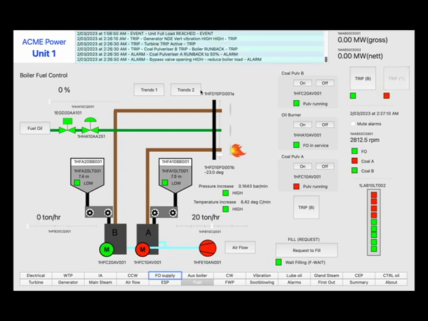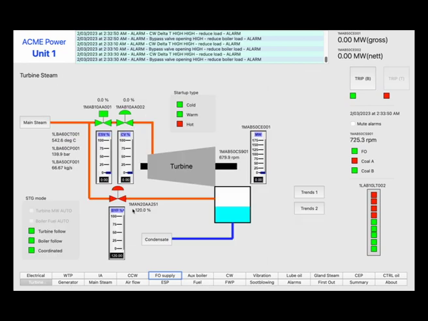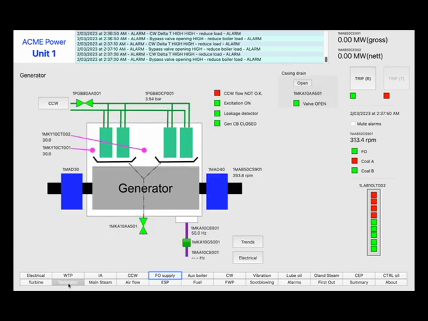Turbine has tripped. Boiler pulverizer B has tripped. Boiler pulverizer A has reduced to 50%. Turbine bypass has opened to dump boiler steam to condenser. Firstly, make sure generator CB has opened and turbine speed is reducing.